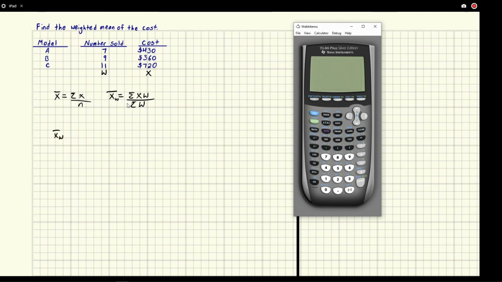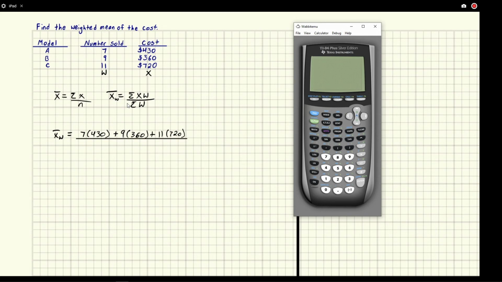So we have that X bar weighted is equal to, now we have the sum of x times w. So that's going to just be 7 times 430 for the first one. And then the sigma means to add once we've done this. So we add 9 times 360. And then again, the sigma means add 11 times 720. So we're going to get some number up here on the top. We're all out of numbers, so the sigma is all done.